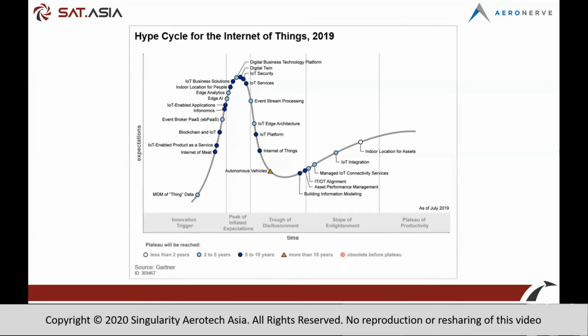Okay, so Gartner created a specific curve just for Internet of Things. Like I said just now, Internet of Things is quite a big concept. So if you look into it further, there's actually a lot of enabling technologies that IoT carries as part of it. Gartner created this hype cycle last year, 2019.